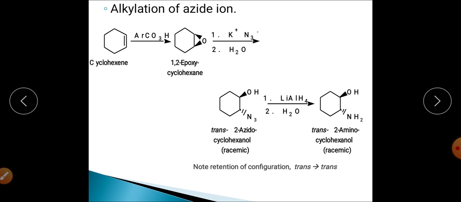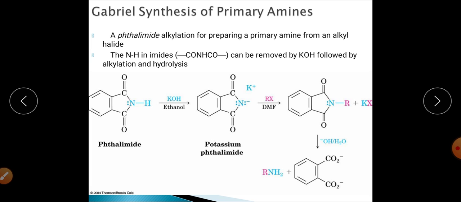Secondly, when we talk about the stereochemistry, the reaction always proceeds with retention of configuration. Whatever the stereochemistry of the substrate, the same will be retained in the product, as given in this example. So this is the alkylation of the azide ion. The third reaction is also again a very important reaction.